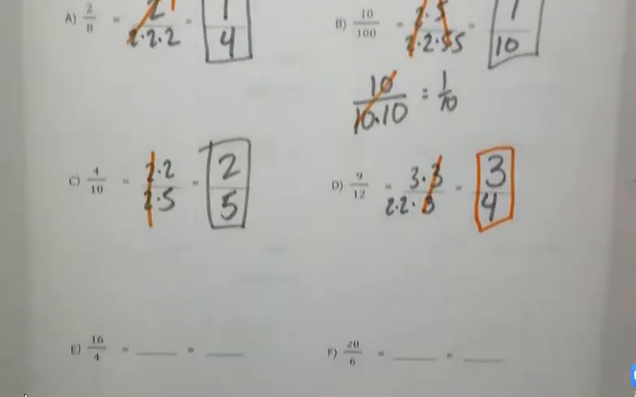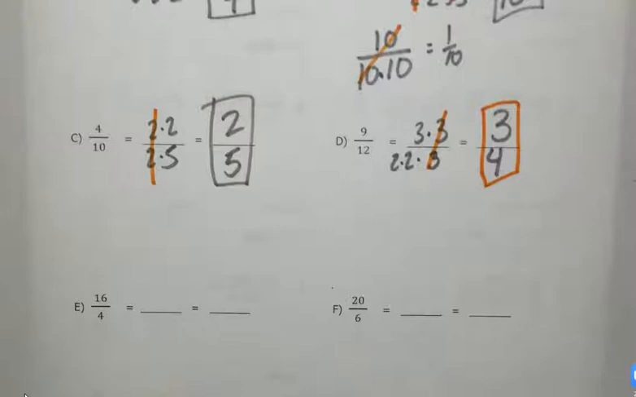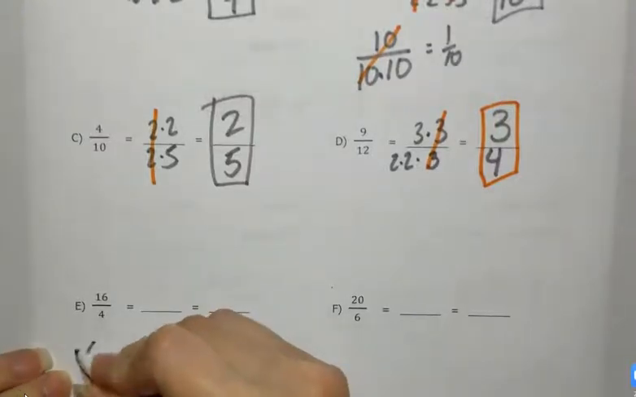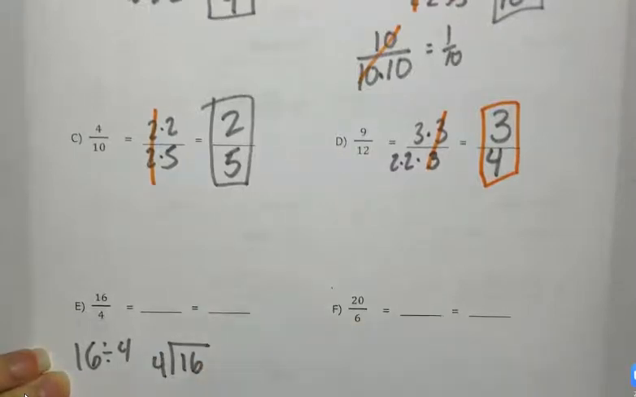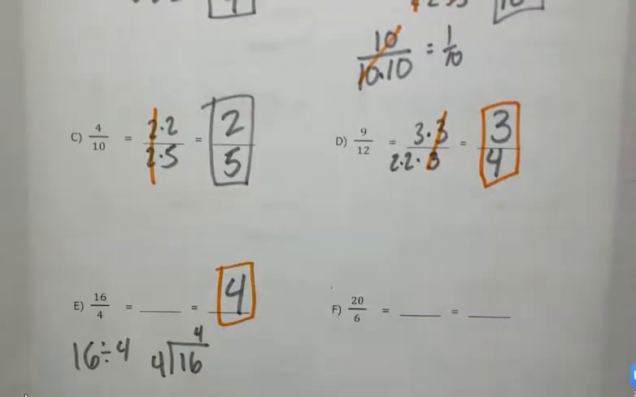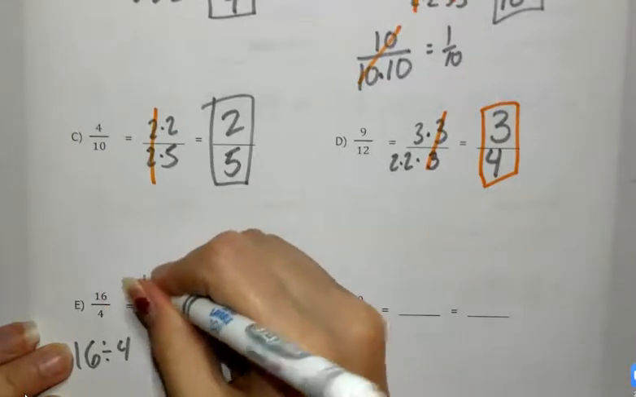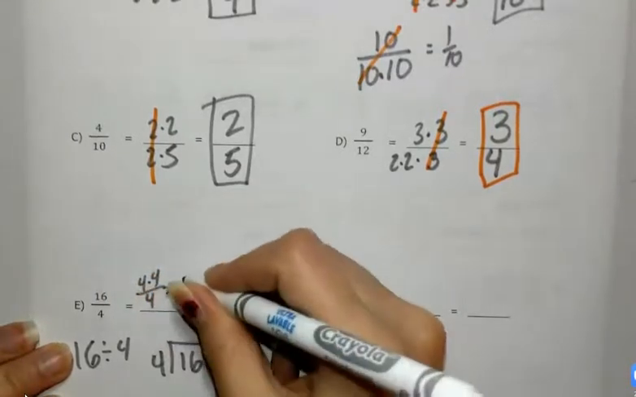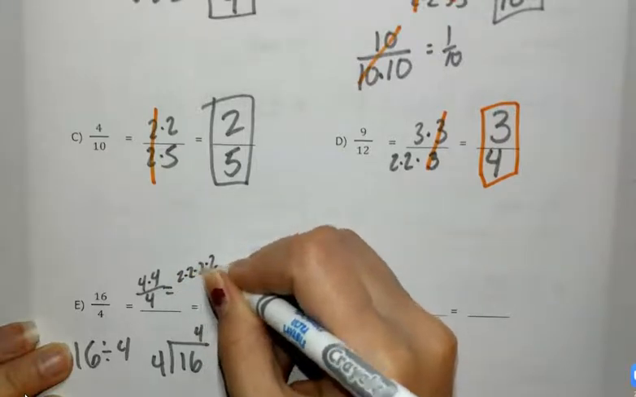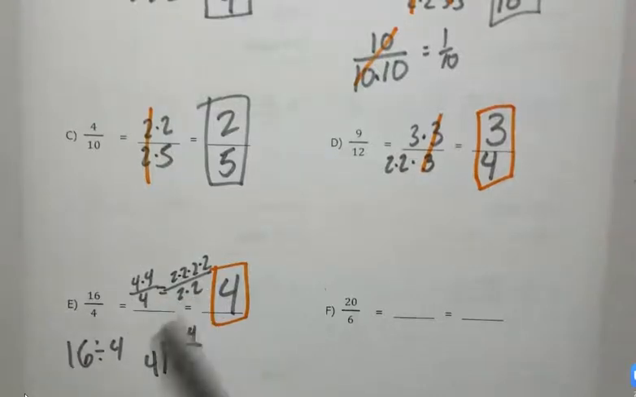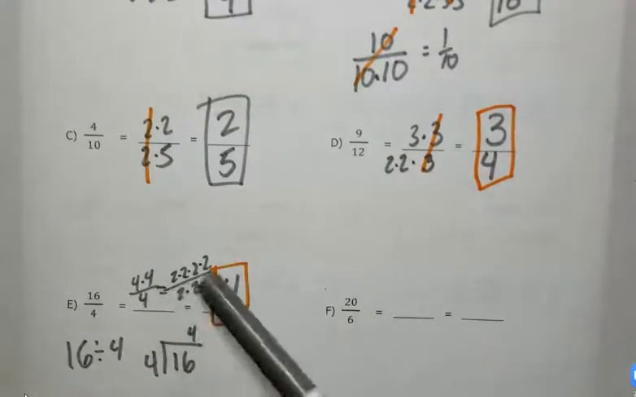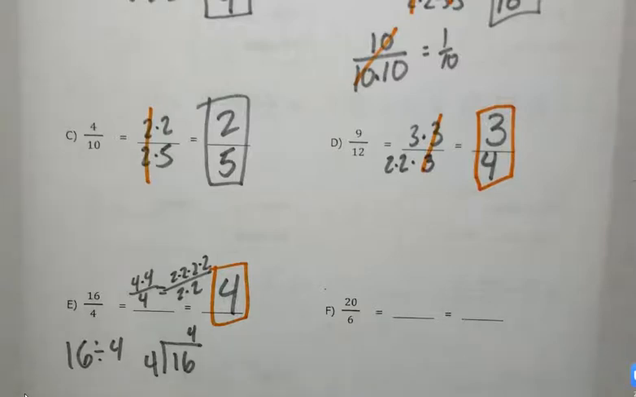Okay, the last two on this first page, we have 16 over 4. That's the same thing as 16 divided by 4. That's a whole number, it's 4. So that's the answer. If we want to write an expanded form, we could do 4 times 4 over 4. We could also do a bunch of 2's. You could show either of these. I'll give you the credit for showing either or both of those.